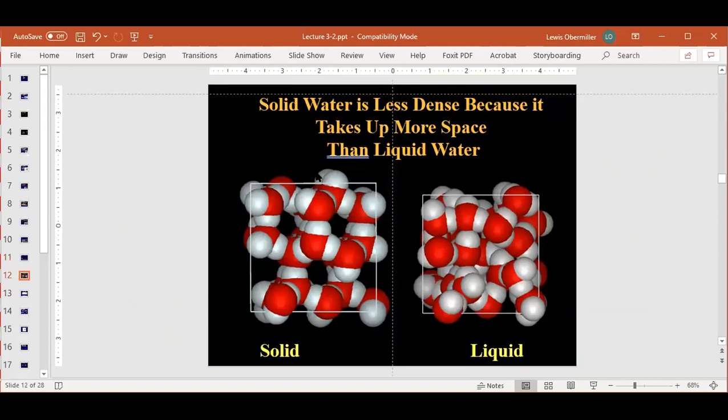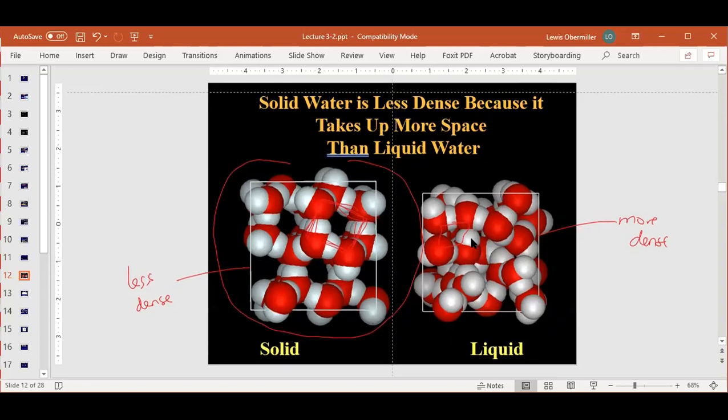So this is what it looks like. When we get to solid water, it makes all four hydrogen bonds, and that spreads it out. You guys can see that this is much closer, so this is more dense. Liquid water is more dense. This is less dense. Density is the number of molecules in a given space. So that's why ice floats. When you freeze your water bottle, it expands. It's because these hydrogen bonds are locking into place and spreading those water molecules out.